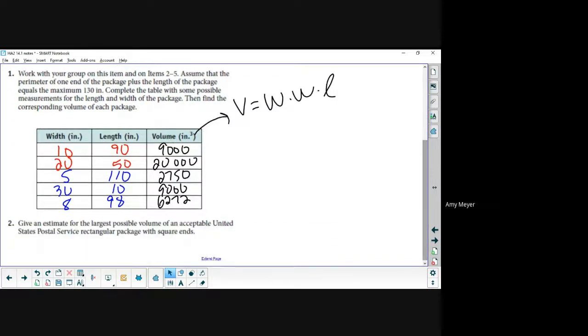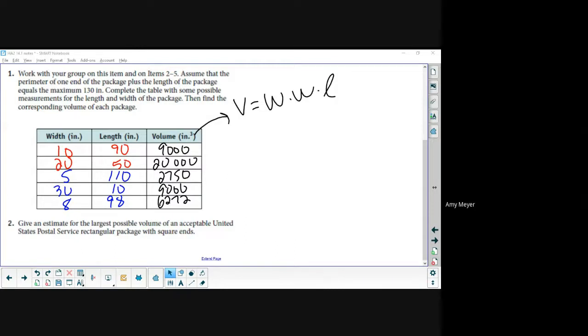Hold that thought. Number 2, give an estimate for the largest possible volume of an acceptable United States Postal Service rectangular package with square ends. Just give your estimate. What do you think is the highest volume that you could get? Our highest shows 20,000. Possibly we could get a little larger. Just put your guess. We'll see who gets the closest. If it's 20,000, that's no fun because then we might all have that.